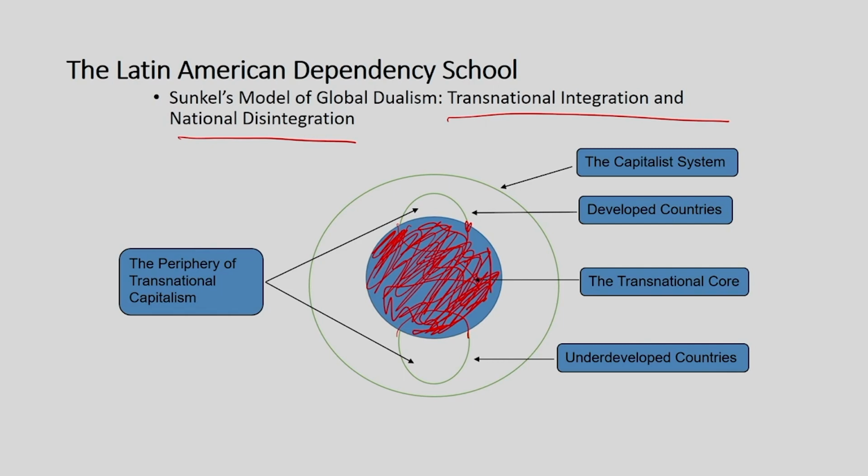Sunkel's model, the model of global dualism, is characterized by the fact that the substructures cut straight through the national boundaries. There exists a dynamic that determines the function of the whole system, and the purpose of the analysis is to understand this process. The key institution in this analysis is the transnational corporation.